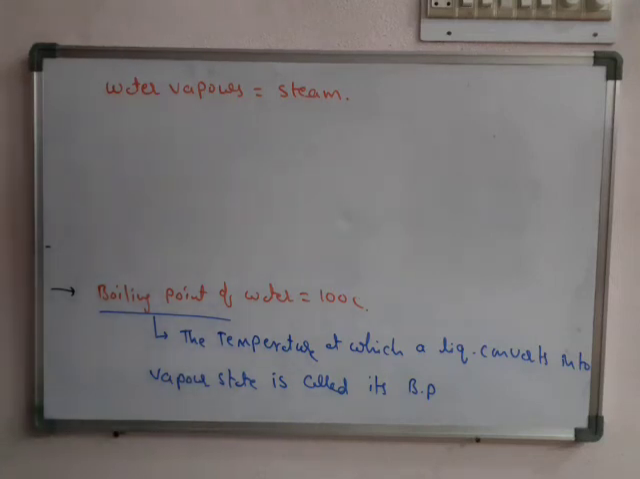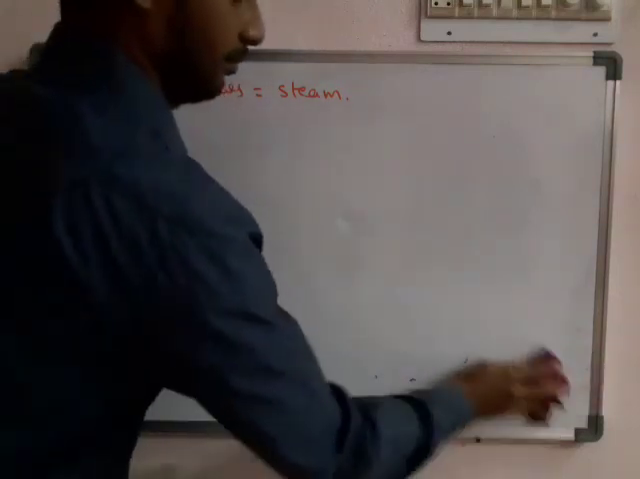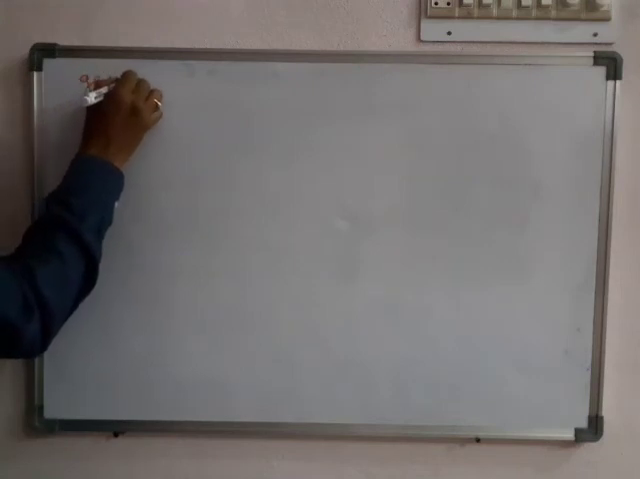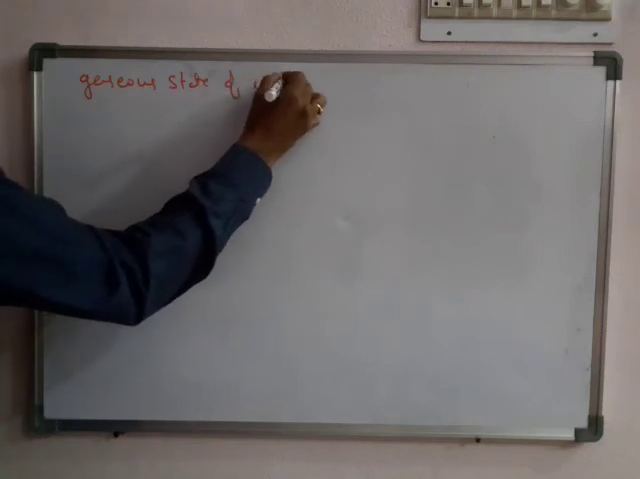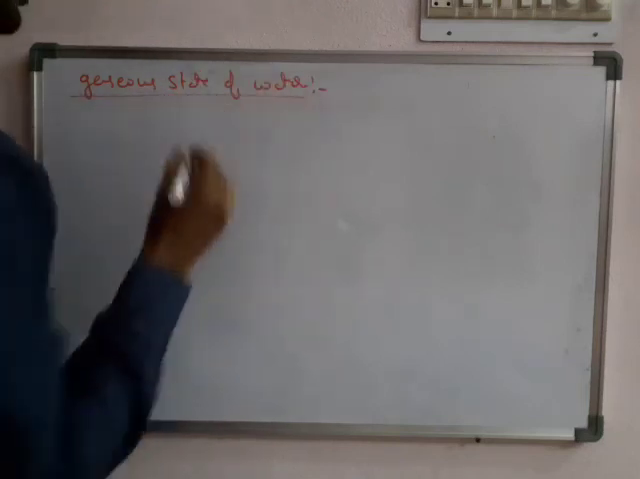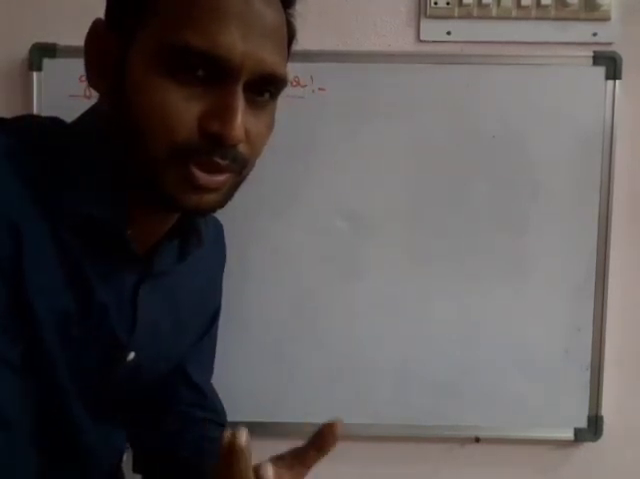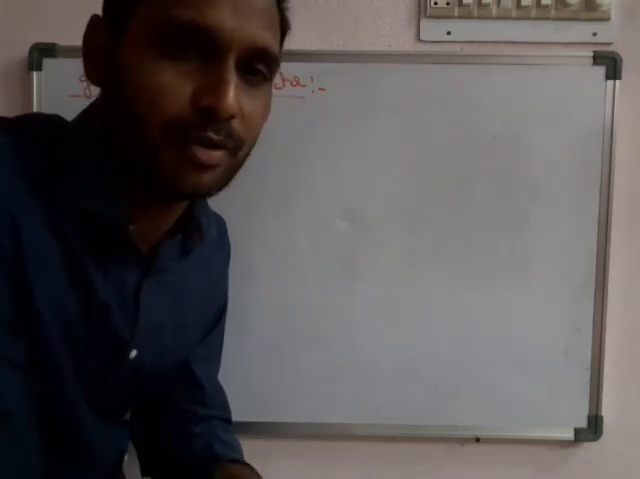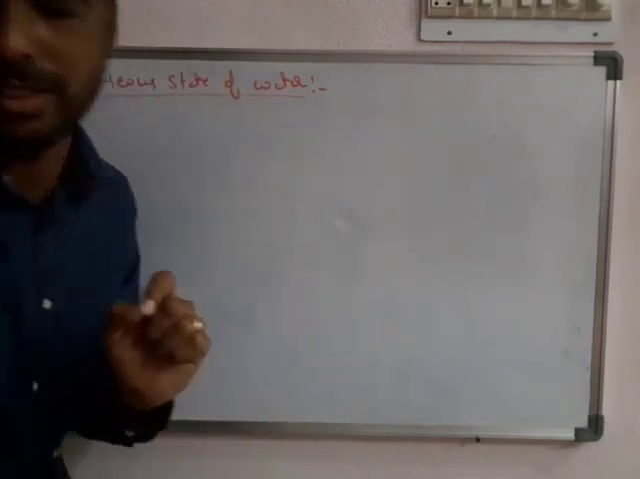Okay, so this is about the liquid state of water. So now we see the gaseous state of water. Okay. So one more important thing in the liquid state, we forgot the dew. Many times you listen about the dew. The dew is also a liquid form of water. Okay, dew is the liquid form of water.